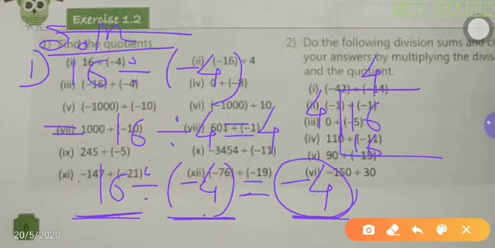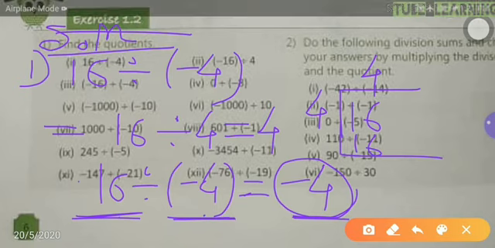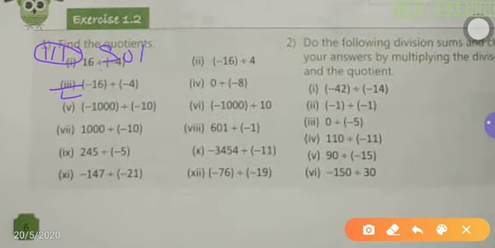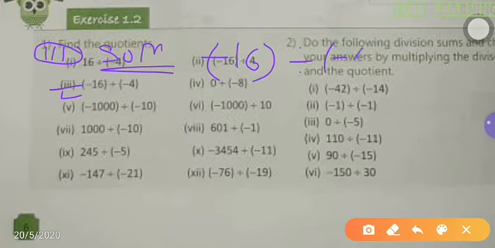Okay, so next, I am rubbing this one. Next, third number you see. What is given in the third number? -16 divided by -4. Okay, so 16 divided by 4, you know, 16 divided by 4 equals 4.